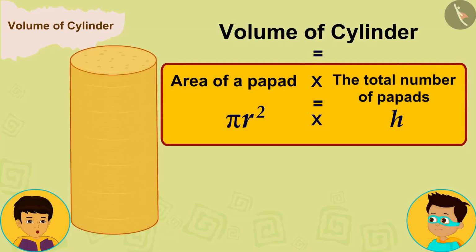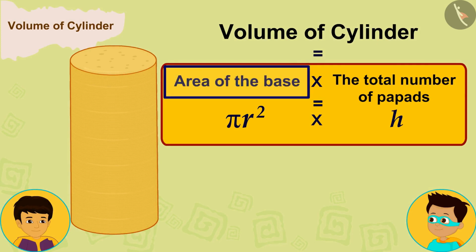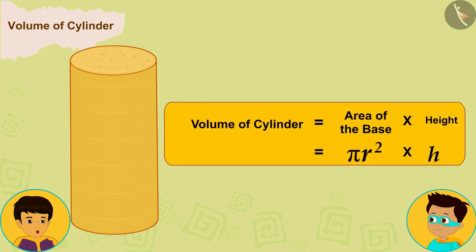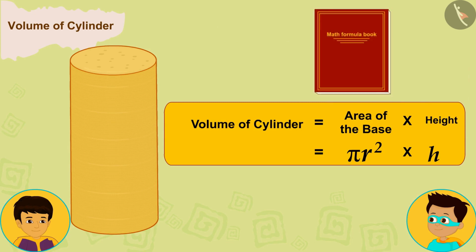Alright, now if we look closely, we will notice that the area of a papad is equal to the area of the base of this cylindrical box. Therefore, we can also write the formula of the volume of a cylinder as the product of the area of the base and the height in this way. Let me quickly write it in my math formula book.